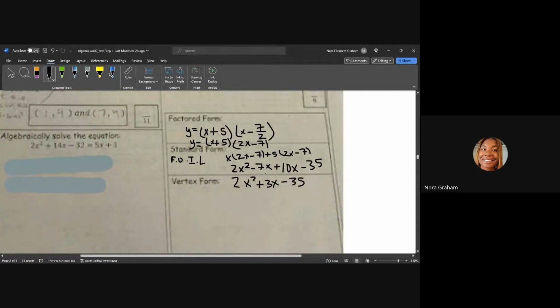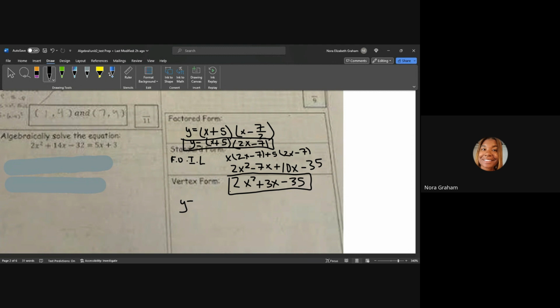And then FOIL this out. 10 minus 7 equals positive 3. Yep. All right, so that's going to be my standard form. And now we're going to complete the square for this one. So this is the one answer for the standard form. This is the other answer for the factored form. And now we're going to do the vertex form.